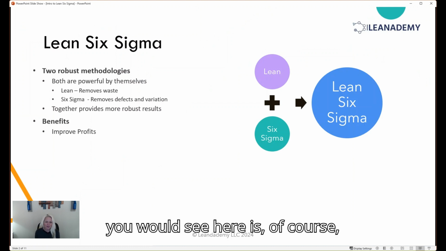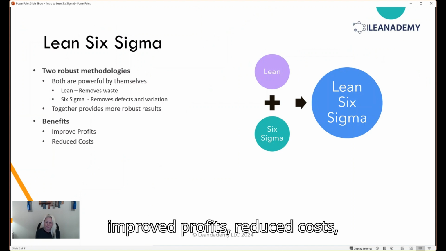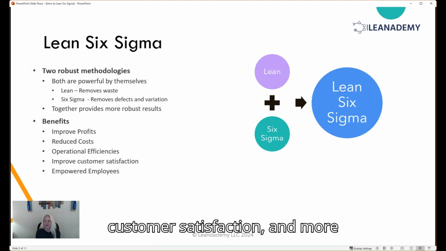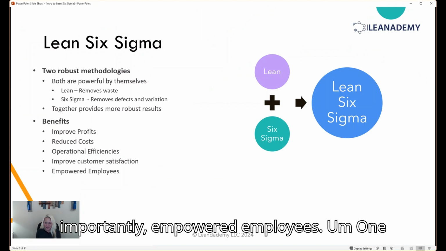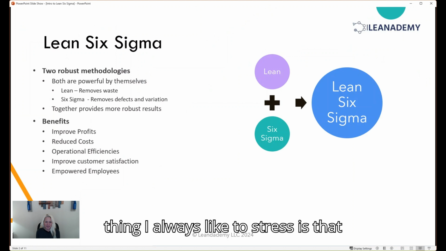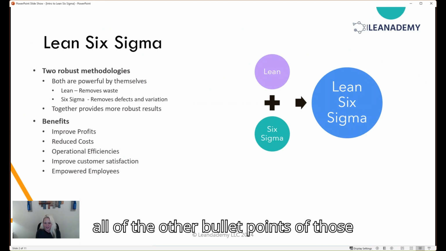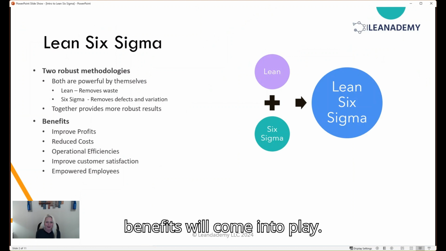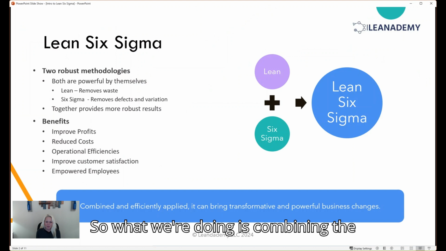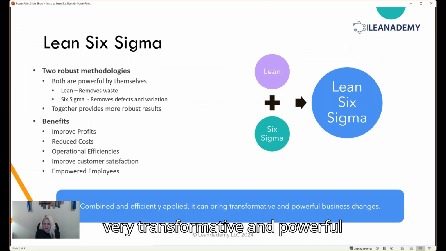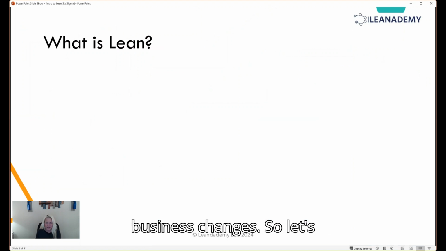Some of the benefits you would see are, of course, improved profits, reduced costs, operational efficiencies, improved customer satisfaction, and more importantly, empowered employees. One thing I always like to stress is that if our employees are happy, then all of the other bullet points of those benefits will come into play. So when combined and efficiently applied, it can bring very transformative and powerful business changes.